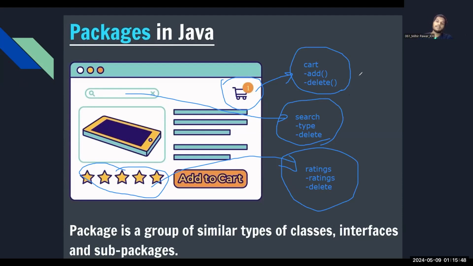So in Java, there are two types of packages: inbuilt packages and user defined. This was about user defined, where we can define our own packages and write our code in them. But in Java, there are also inbuilt packages. So let's see what those inbuilt packages are.